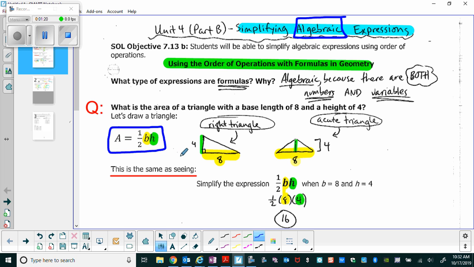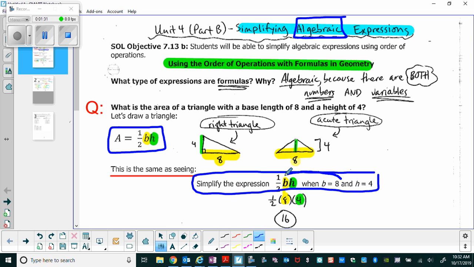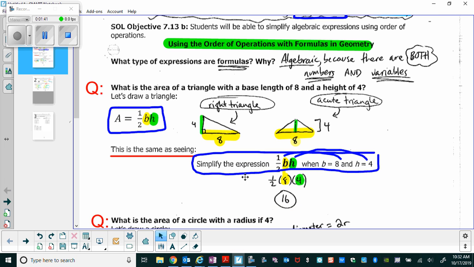So if you see in our new unit this question, simplify the expression 1/2 base times height when b equals 8 and h equals 4, it's just telling you what to plug in for b and what to plug in for h. So it's the same as seeing a formula question from elementary school. So I wanted to remind you guys that you have seen this stuff before. You have seen letters and you have seen values for the letters and you've plugged them in.